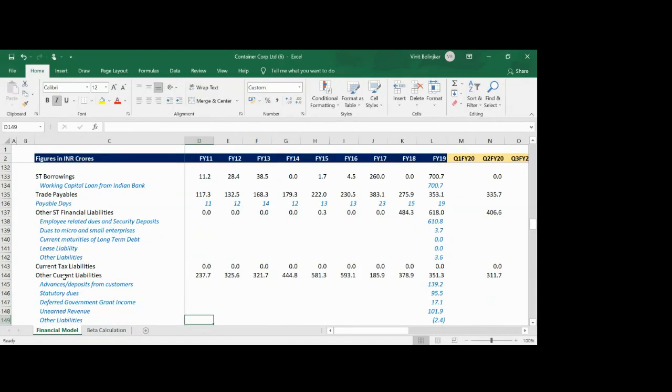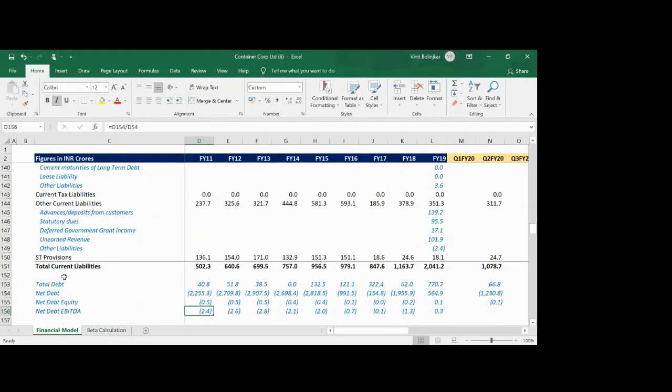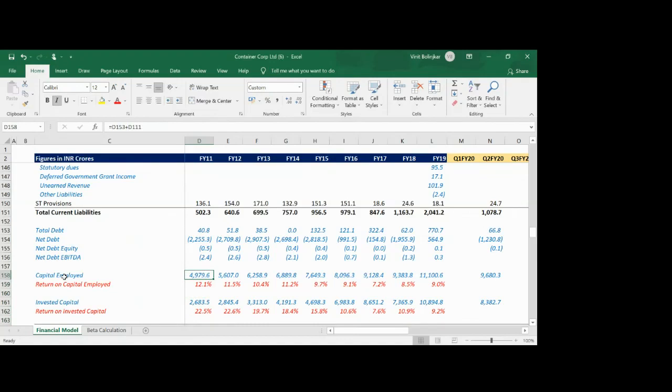The current liabilities, all this, and the total of all these things is known as capital employed. And when you divide the EBITDA by the capital employed, you get what is known as the return on capital employed. And when you calculate the return on invested capital, which is nothing but the capital employed less the cash on the books, from the capital employed you deduct the cash on the books, and you get the return on invested capital.